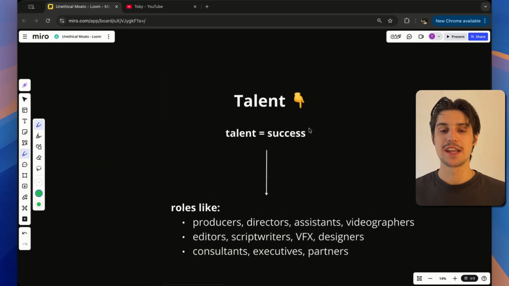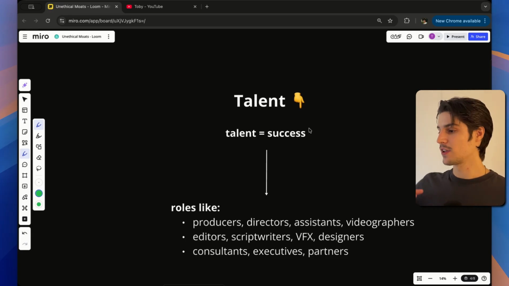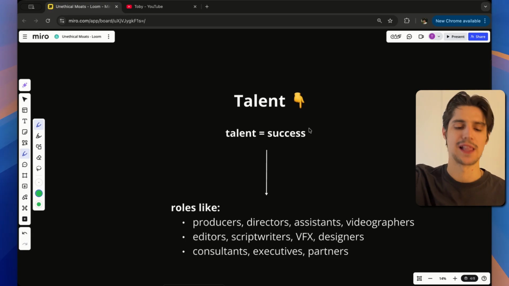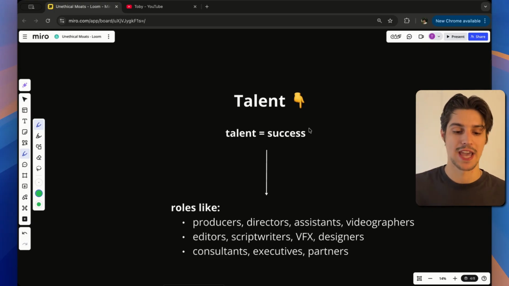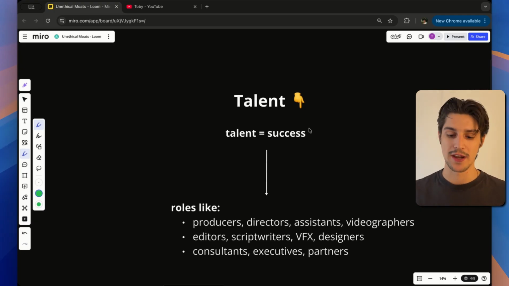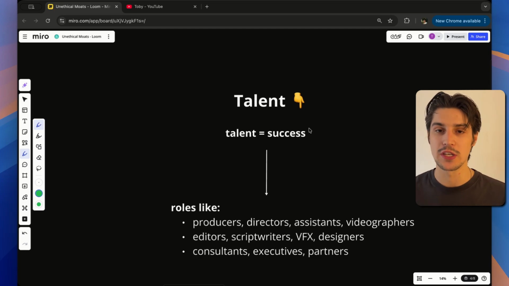Now, another moat that I don't see people talk about enough is talent. Now, I'm not talking about acting talent or producer talent or director talent. Most channels never get to a place where they can even hire that sort of talent. I'm talking more about smaller roles like the editors, the script writers, VFX designers, consultants, assistants, how you do your videography in your videos. These are all things that every single creator needs to think about and at a certain point in their career are going to hire for.